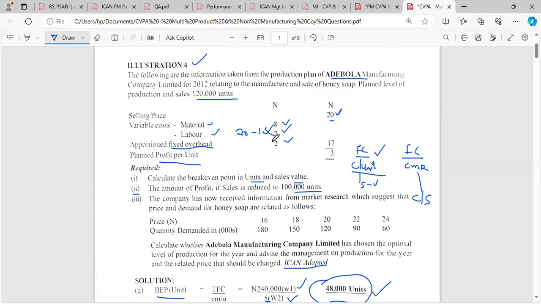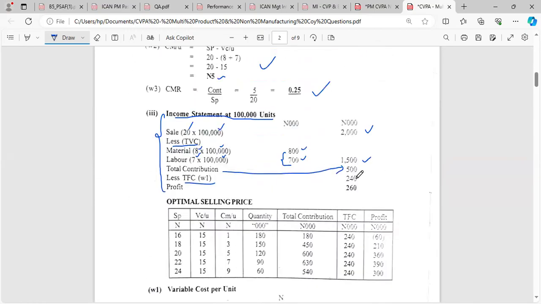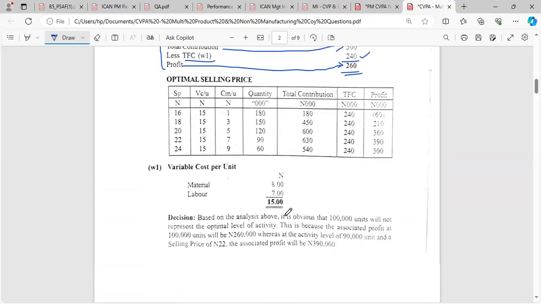So even if the quantity you are producing or selling is changing, fixed cost will not change within a range of activity, except if you are otherwise told in the question. So we'll still maintain 120,000 times 2, which is 240,000, as our fixed cost. So 500 minus 240 gives us a profit of how much? 260,000. I hope this makes sense, please. So that's 260,000.